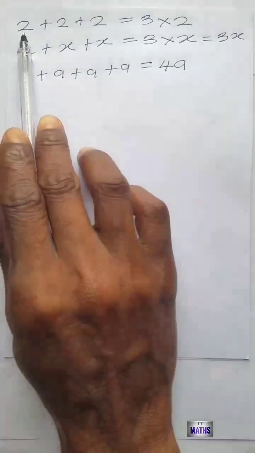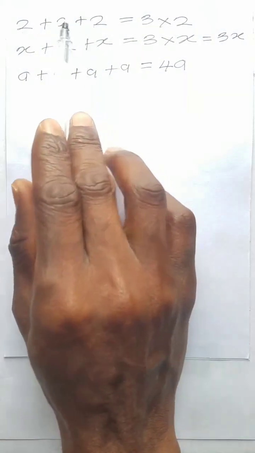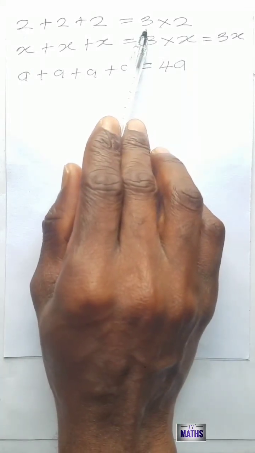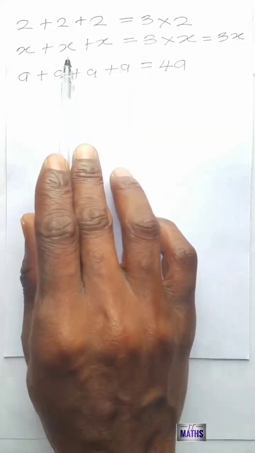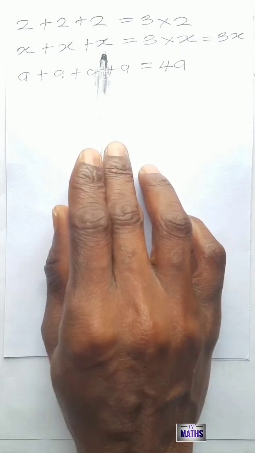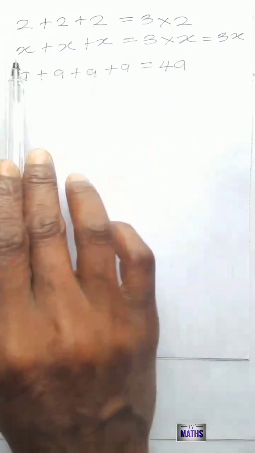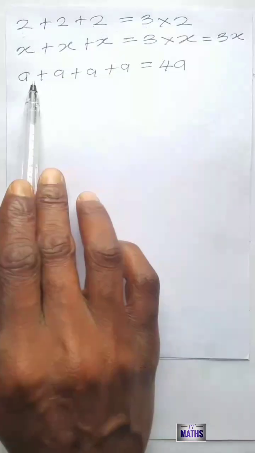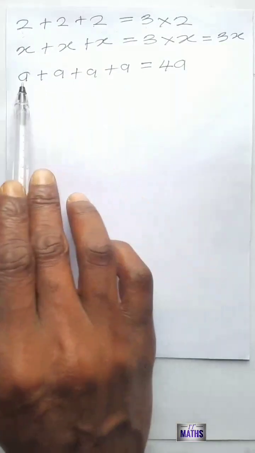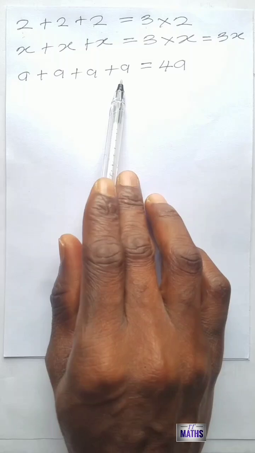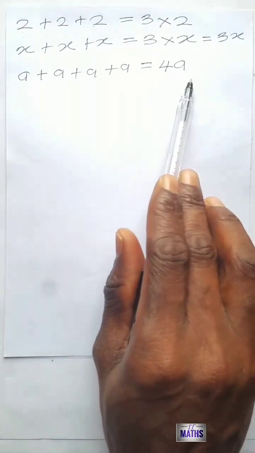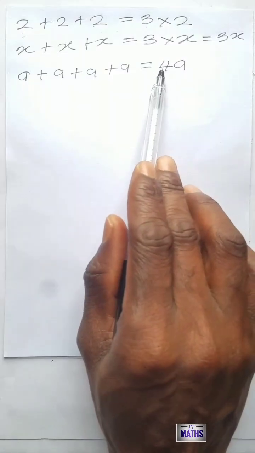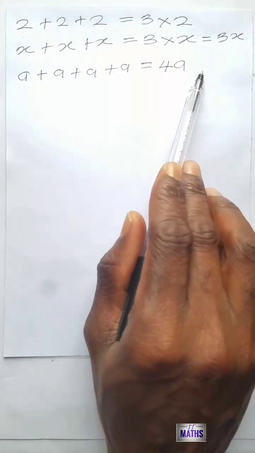Just like we know that 2 plus 2 plus 2 means 3 times 2. That is 2 in 3 places. In algebra, x plus x plus x means 3 times x. That is x in 3 places, 3x. The same way, a plus a plus a plus a is a in 4 places, and we say it is what? 4a. Or you say 4 times a. You know there is a little multiplication sign between a number and an alphabet in algebra.